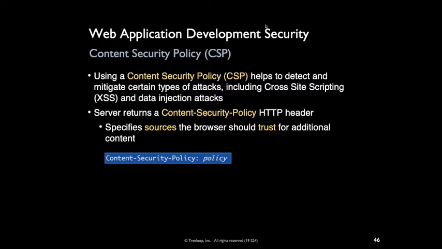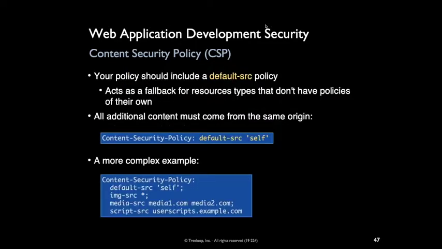And it's done, again, via header. So basically, the server just returns this header, and this content security policy header includes a policy as the value of the header that specifies what's allowed. So what does this look like? The first thing is it should include this default source directive. Here it says default source self. This guy right here.